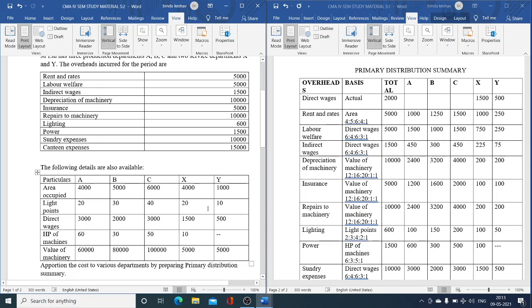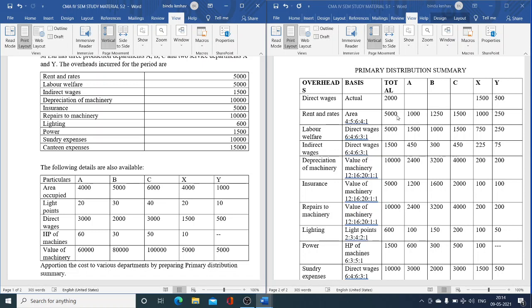Now we'll go to the other overheads which are given. So the next one is the rent and rates. Rent and rates is based on the area occupied. So the ratio is 4,000, 5,000, 6,000, 4,000 and 1,000. So the ratio of apportionment of rent and rates is 4:5:6:4:1. The total amount of rent and rates is rupees 5,000, which will be recorded in the total column.